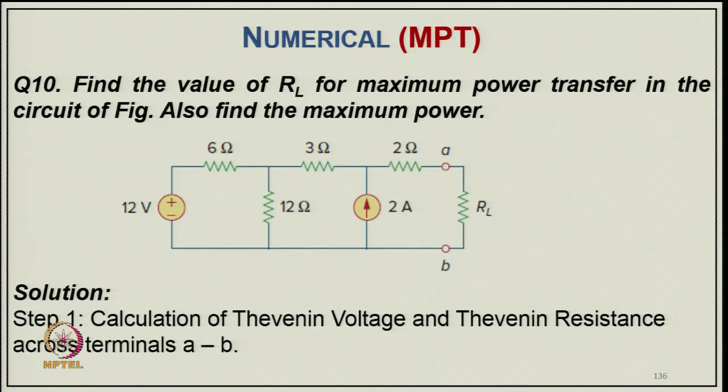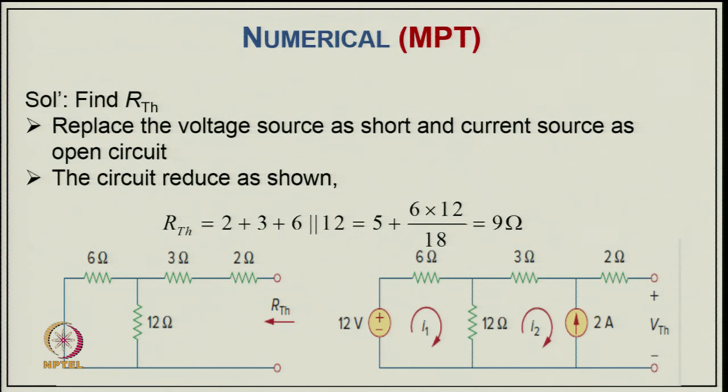Now, coming to a typical example of the maximum power theorem: find the value of RL for maximum power transfer in the circuit of the figure, and find the maximum power transferred. So, we have to find what RL is if we transfer the maximum power. We have to find the Thevenin equivalent of it. To simplify the calculation of Thevenin voltage and Thevenin resistance across terminals AB, we remove RL, short-circuit the voltage source and open-circuit the current source.